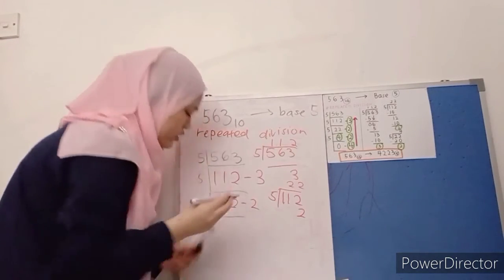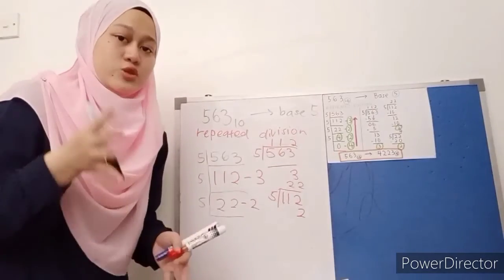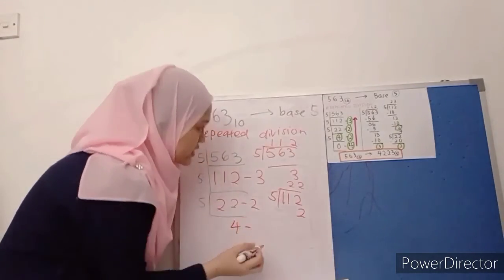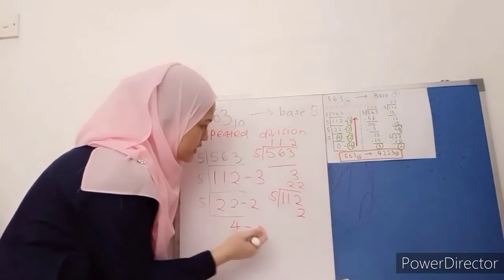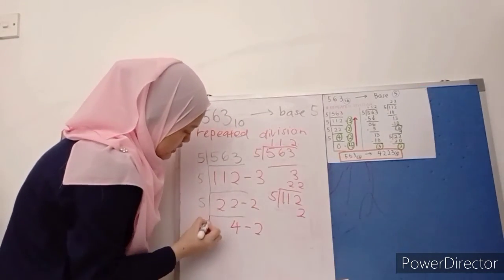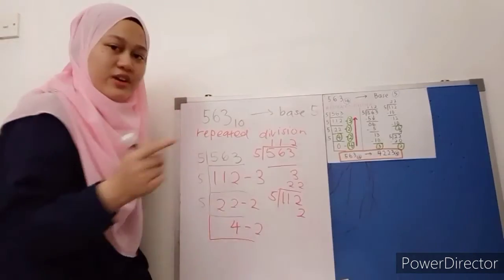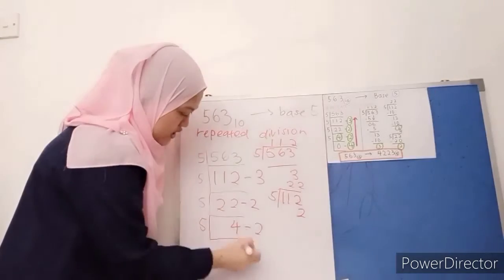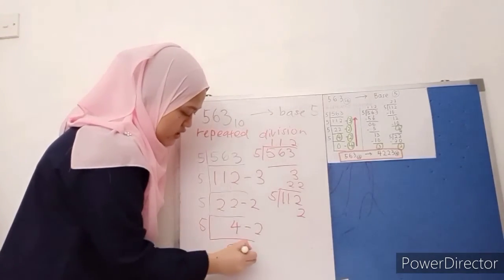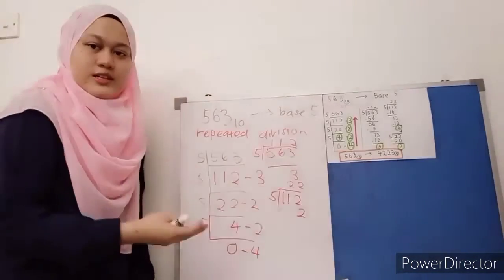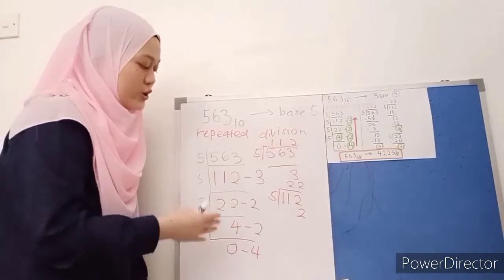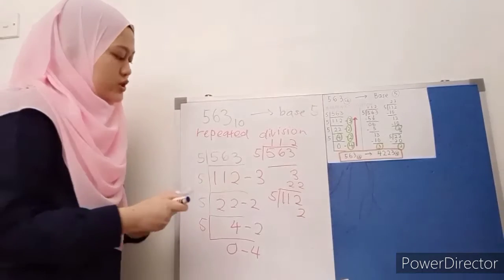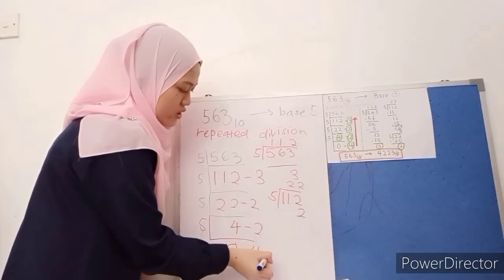22 divided by 5, we will get 4, since 4 times 5 is 20, right? So here you will get 4 remainder 2, and then 4 cannot be divided by 5. So what you need to do is just write 0 over here and bring 4 over here too. How you're going to write the answer is you need to read it from the bottom.